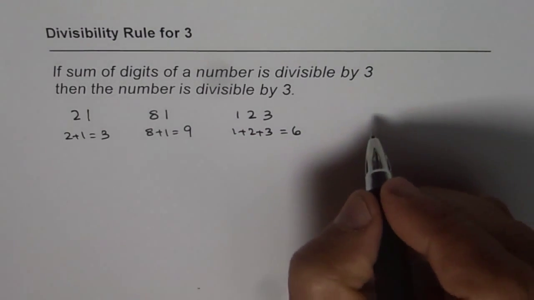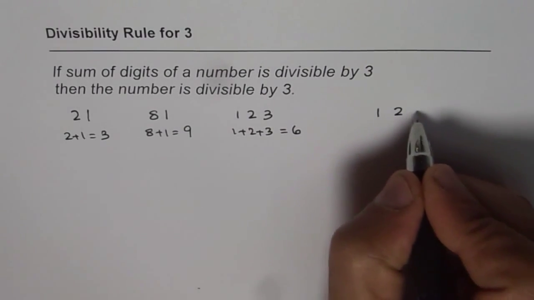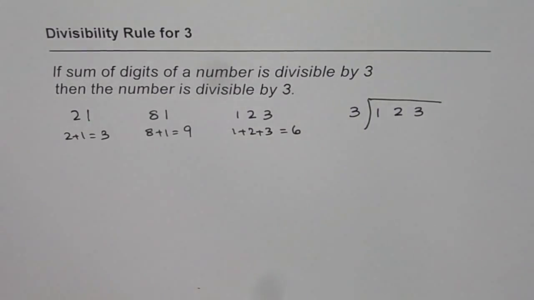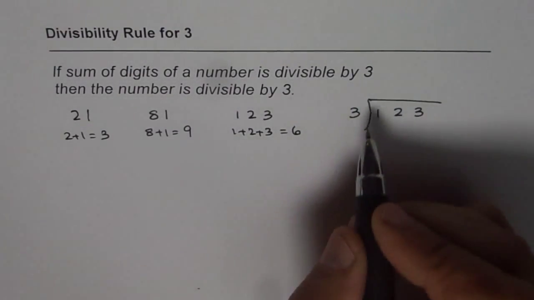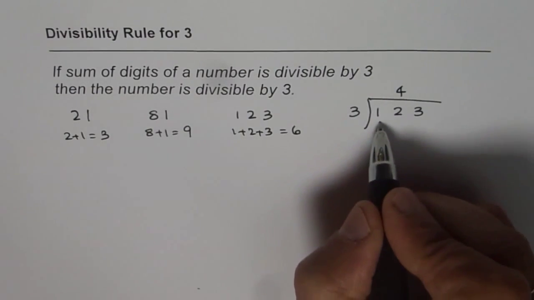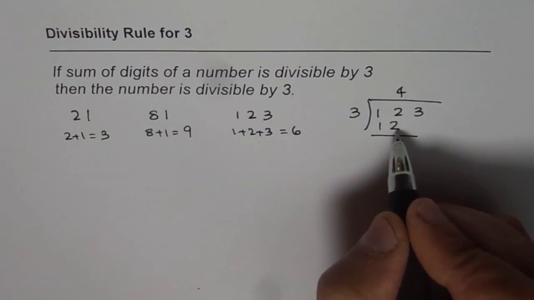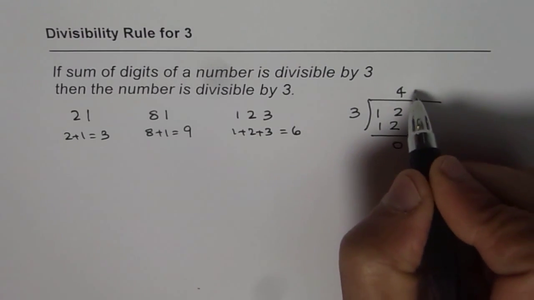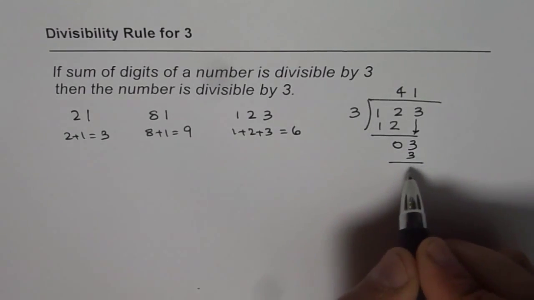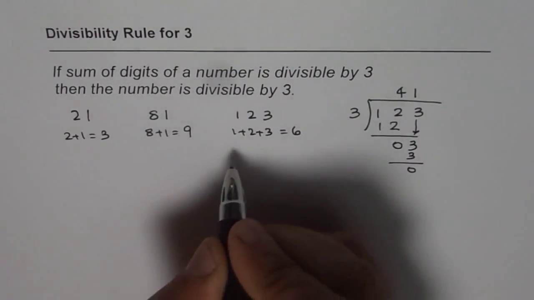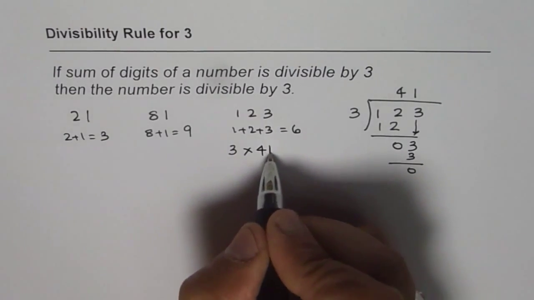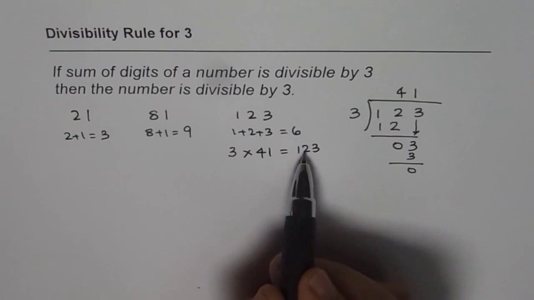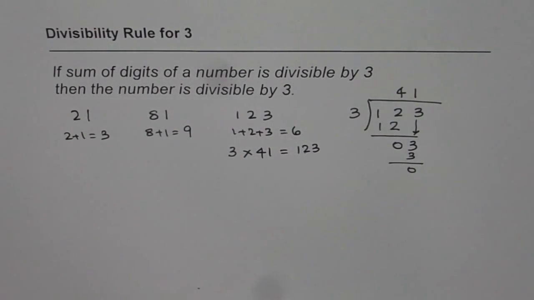Well, let us check it. So we'll now do long division. We'll divide 123 by 3 and see if we can divide it evenly. 3 times 4 is 12. When you take away 12 from 12, you get 0. Bring down 3, and we know 3 times 1 is 3. So that's 0. That means 3 times 41 is equal to 123, right? So you can divide 123 by 3.